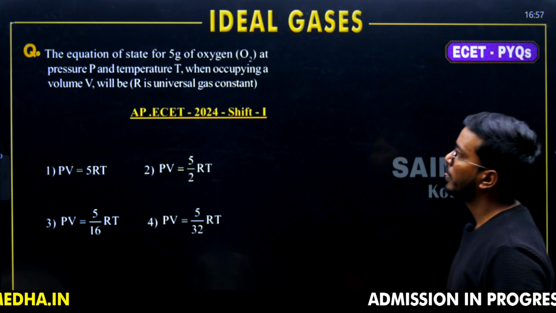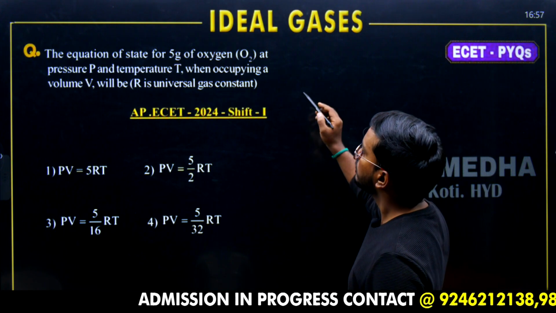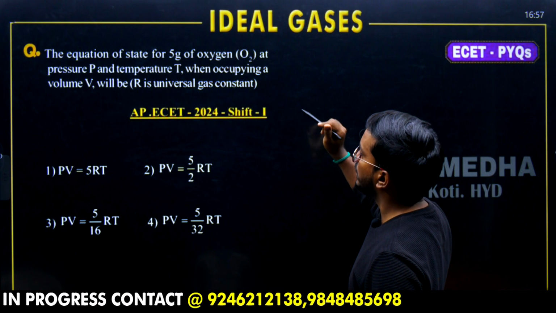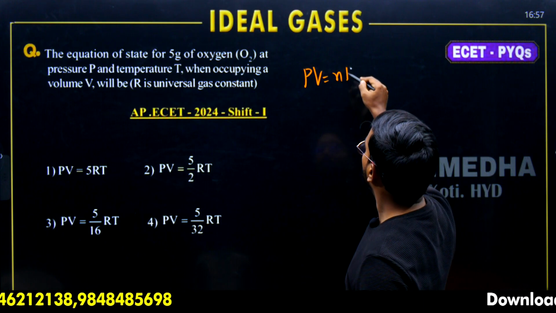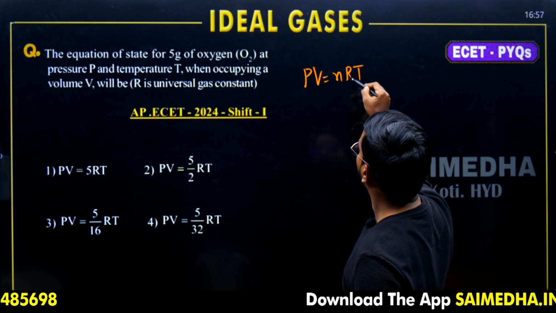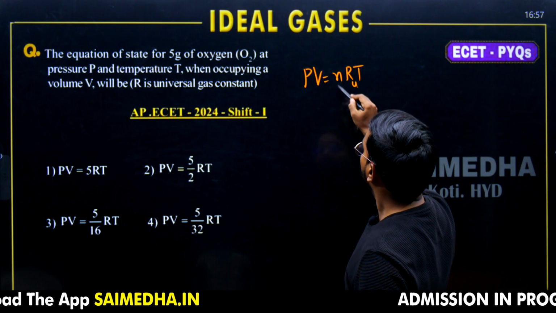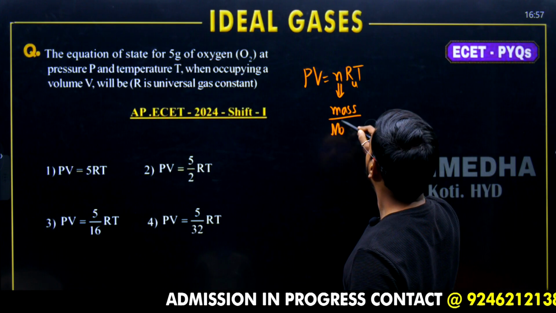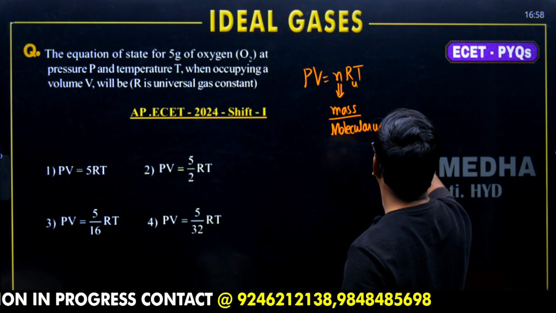Next question. The equation of state for 5 grams of oxygen, with pressure P, temperature T, occupying a volume V, then R will be dash. The equation is asking: you know PV is equal to nRT, where R is the universal gas constant. n is mass divided by molecular weight.